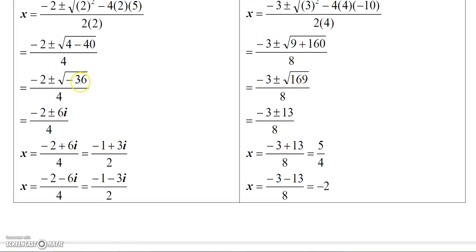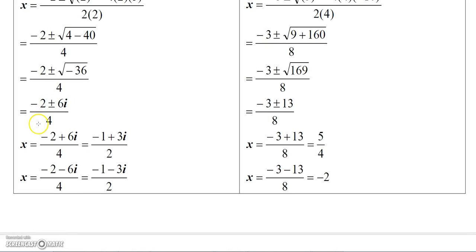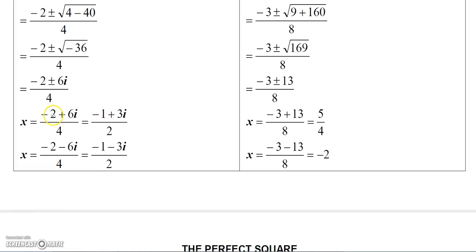Now, the square root of a negative number is not real, but if you've studied the section on complex numbers, then you know the square root of negative 36 is the same as 6i. And if you haven't studied complex numbers, then I would suggest you skip this problem altogether until you do study complex numbers. But anyway, minus 2 plus or minus 6i over 4 is the answer, so I can write that as minus 2 plus 6i over 4, or minus 2 minus 6i over 4.